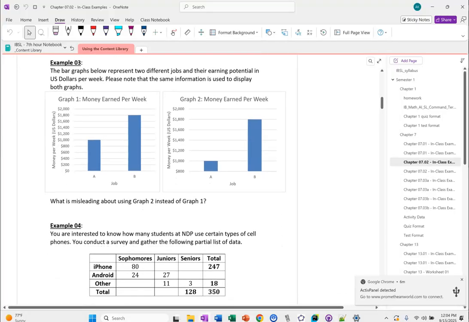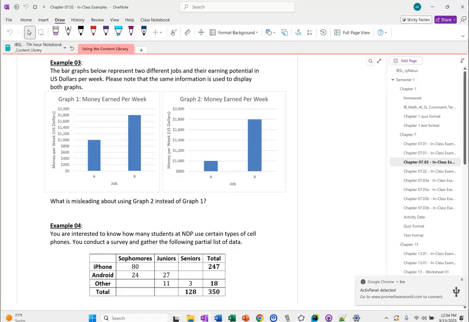All right. We have 2 graphs here. They're both representing the same information. What's misleading about graph 2 versus graph 1? Yeah, so the value in the second one starts at 800. Why is that misleading? Jackson?